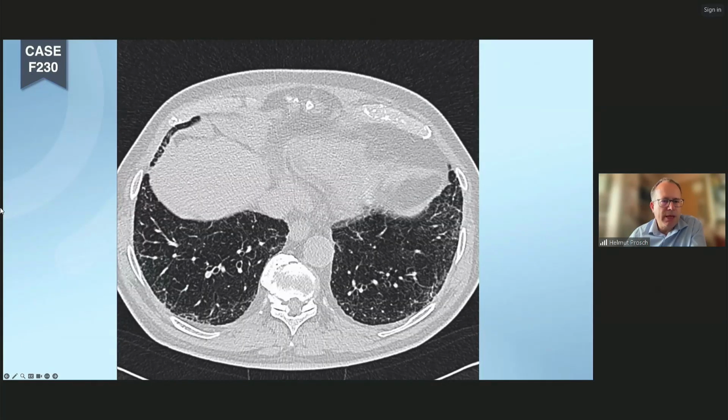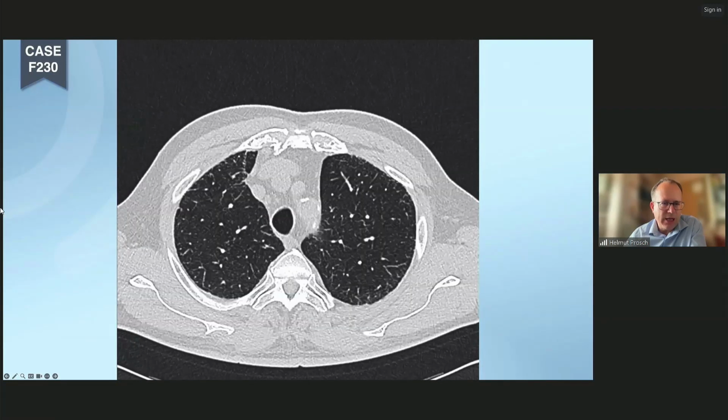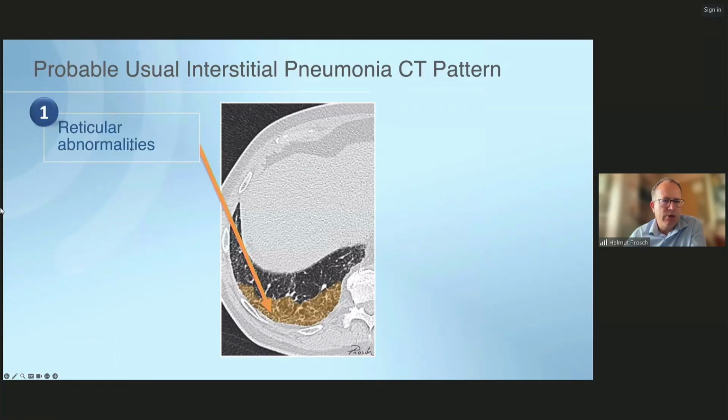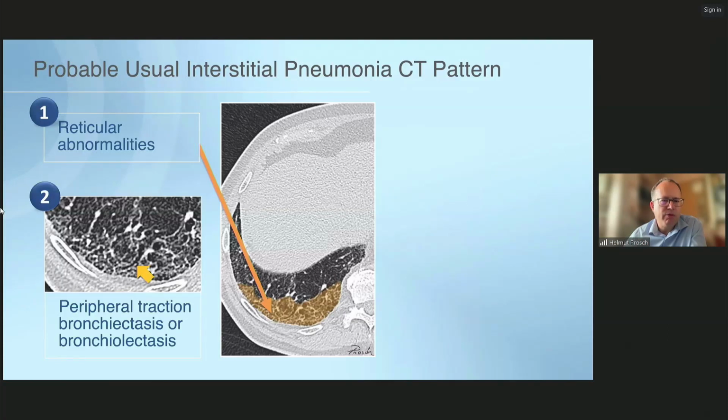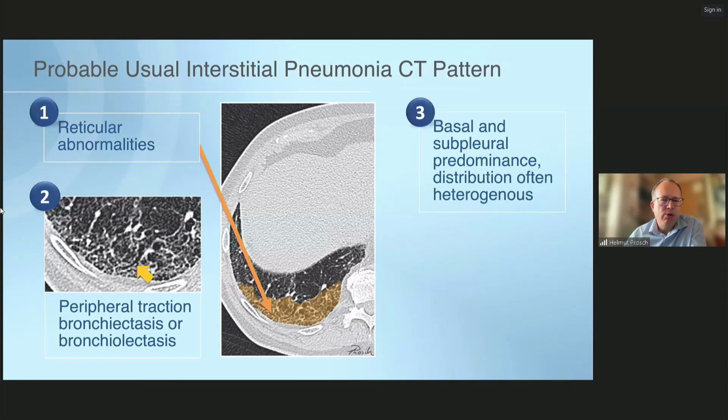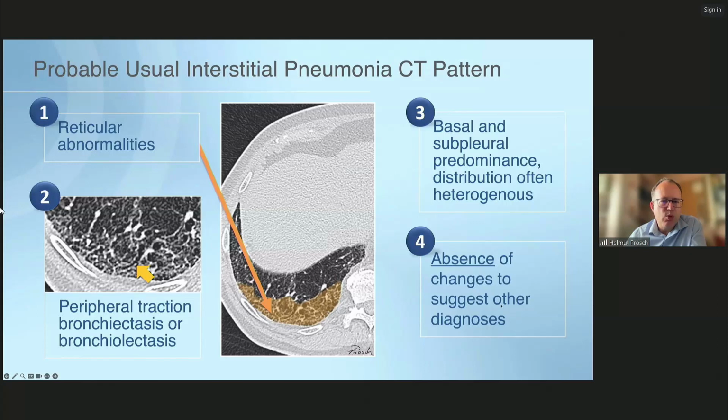And probable UIP is defined with, again, the CT pattern, in this case reticular abnormalities and peripheral traction bronchiectasis, but you do not see honeycombing. And you see this in a basal and subpleural predominance. And again, you have this fourth point here to exclude other differentials. You look specifically for signs of hypersensitivity pneumonia. This is the main differential diagnosis. So the probability that this is, in fact, UIP is quite high. In fact, it's between 80 and 90%.